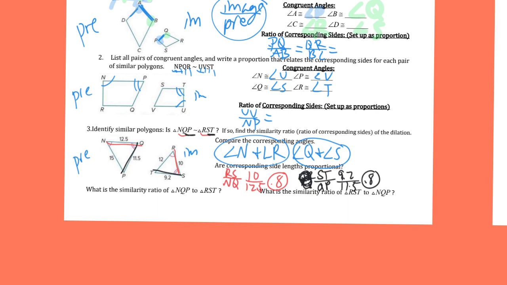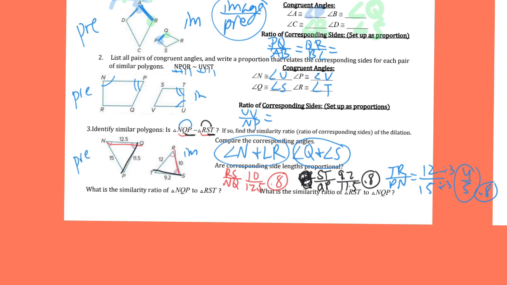Ooh, that's pretty cool. The last ratio is going to be T to R over P to N. I got a new color. If you do the image over the pre-image, it's going to be 12 over 15. This reduces by dividing top and bottom by 3, and you get 4/5. 4/5, if you divide it, is 0.8. 4 divided by 5 is 0.8. So guess what? They are similar shapes.